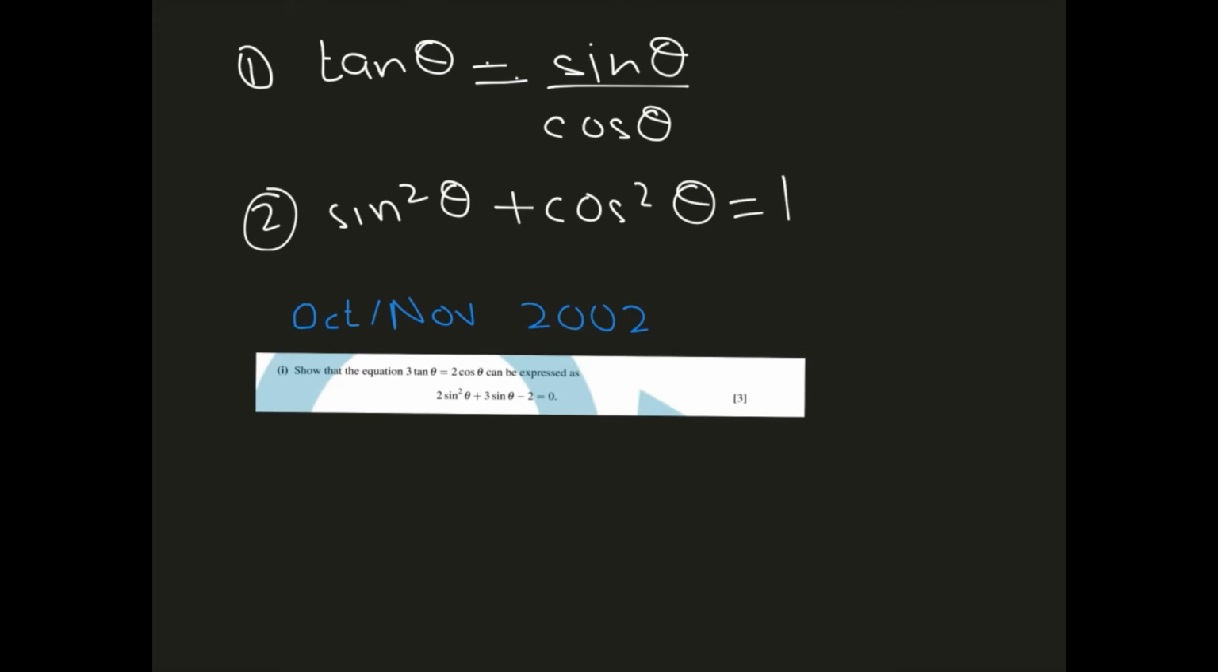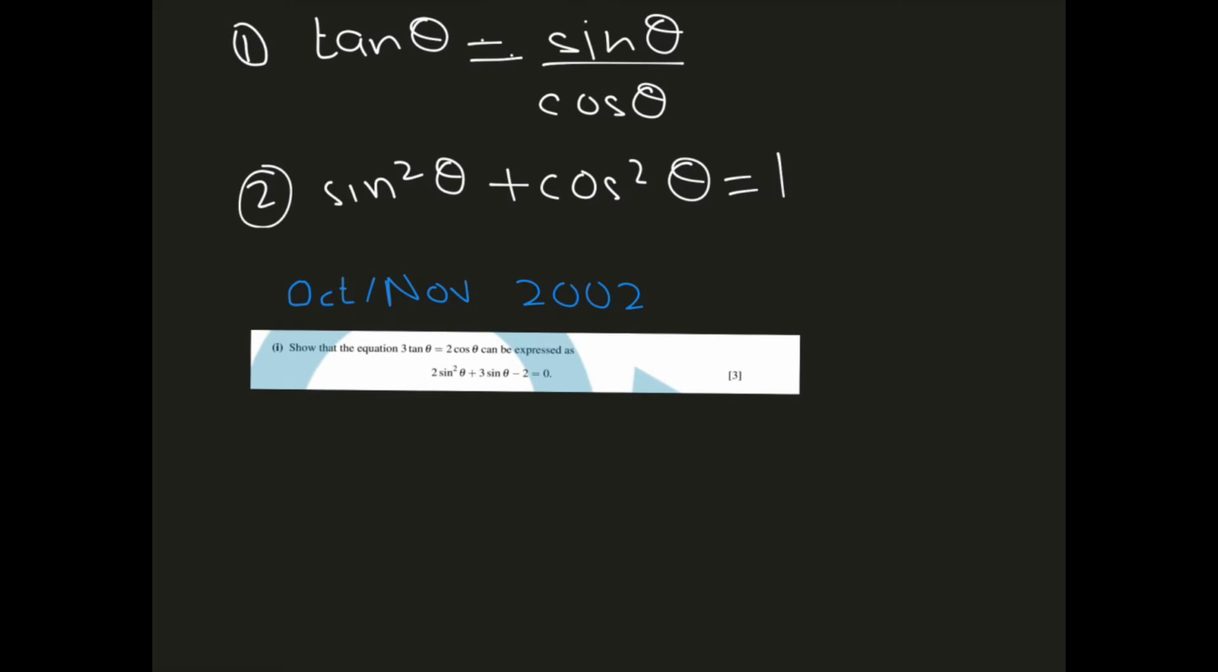Okay, so the first question we have is from October-November 2002. This question says that we have to show the equation 3 tan theta is equal to 2 cos theta as 2 sine square theta plus 3 sine theta minus 2. So basically we have to introduce sine to the equation by eliminating tan and cos. We cannot directly omit cos and introduce sine, but we can do that with tan by using the first identity, which is that tan theta is equal to sine theta over cos theta, right? So we are going to use that identity over here.